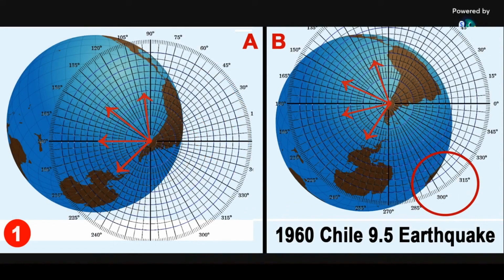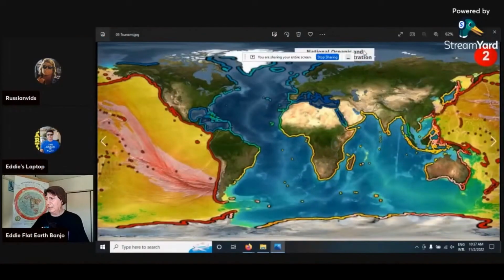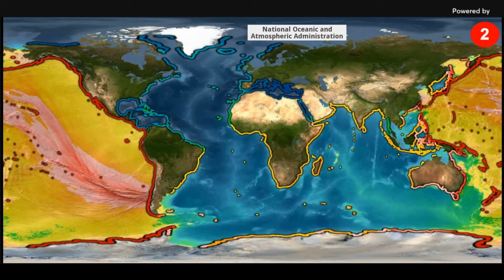Now, one thing that you're never going to see, let me go to this slide here real quick. This agency, the National Oceanic Atmospheric Administration, released this image of the earthquake in Chile in 1960, showing how it reached all the region of the Pacific. But they divided the map, so you cannot really see or understand what's going on.